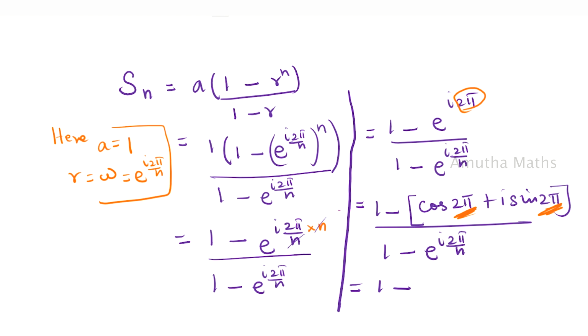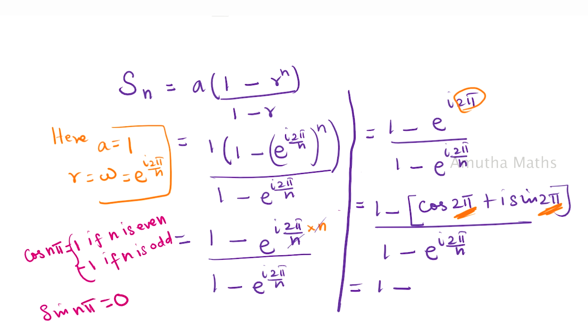See, we have already studied cos n pi is equal to plus 1 if n is even, and cos n pi is equal to minus 1 if n is odd. Then sin n pi is equal to 0. Cos 2 pi, even number வந்துச்சுன்னா answer plus 1. Cos n odd number வந்துச்சுன்னா minus 1. Sin multiples of pi is always 0.